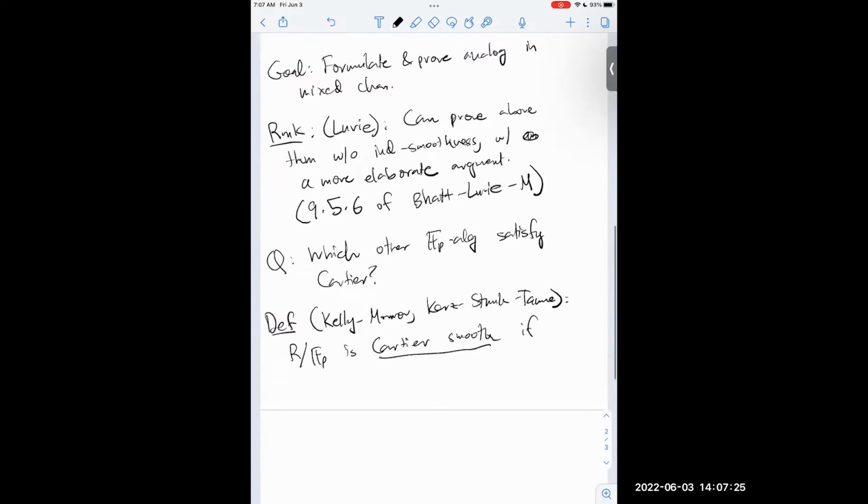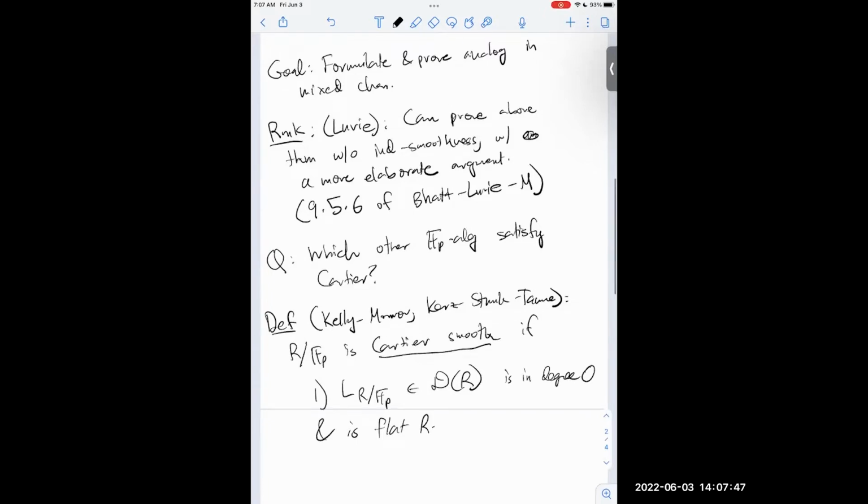So two conditions. The first condition is that the cotangent complex of R over FP, which lives in the derived category of R, is flat. It's a flat R-module, so it's in degree 0. That means the cotangent complex is the same as the module of Kähler differentials, and it is a flat R-module.